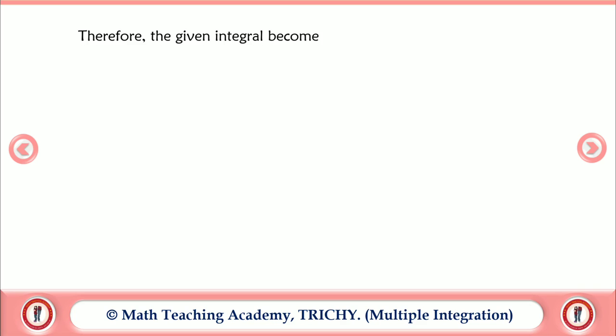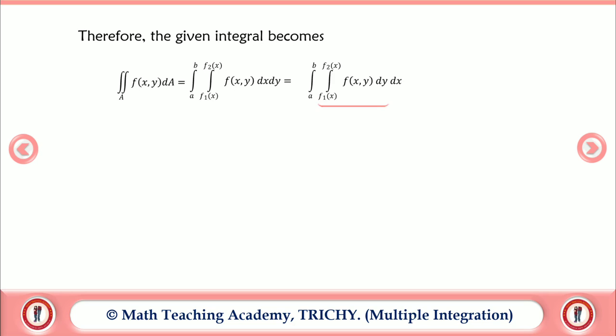Therefore, the given integral becomes double integral over A of f of x comma y dA is equal to integral over a to b, integral over f1 of x to f2 of x, f of x comma y dx dy, is equal to integral over a to b, integral over f1 of x to f2 of x, f of x comma y dy dx. Here what we have done is we have changed the order of integration because the limit of the innermost integral is in terms of x. So that is why first we have to integrate with respect to y. That is why here we have changed the order as dy and dx.